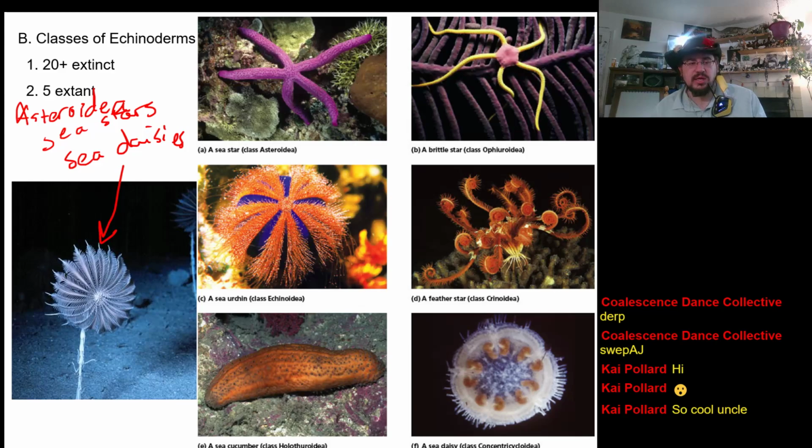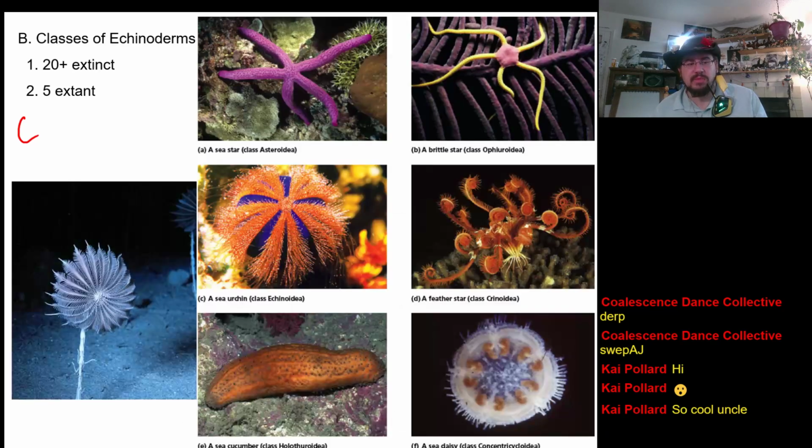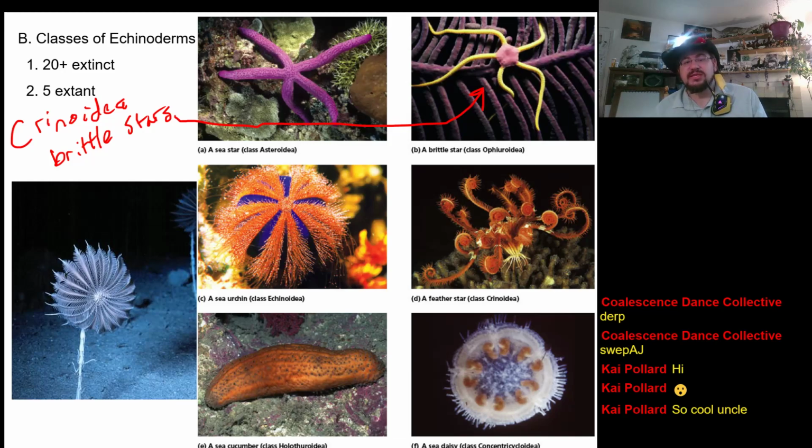This is a sea daisy. Aw, pretty. In the same class with starfish. We also have Crinoidea. Whoa, hey, come back here. Crinoidea are the brittle stars. Brittle stars tend to have a very delicate appearance. Sea lilies and feather stars.